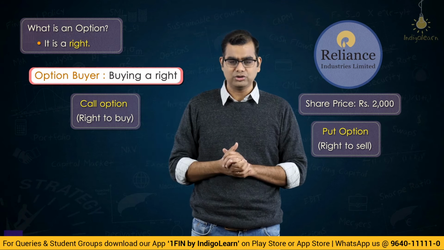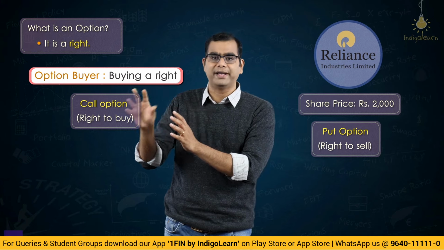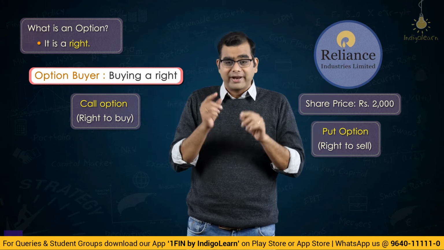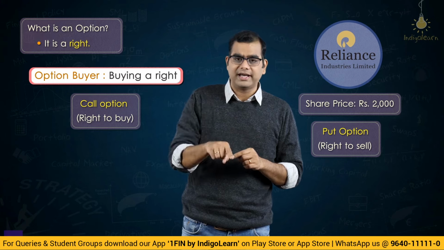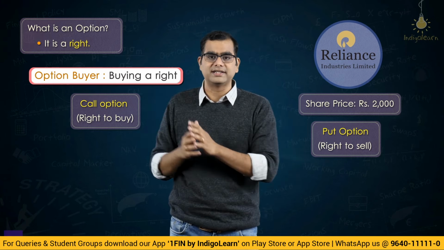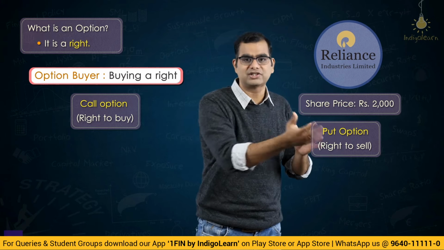See the words that I have used: call and put. Call means I have a right to buy. Put means I have a right to sell. So when I am buying a call option on Reliance, I have a right to buy shares of Reliance. When I am buying a put option on Reliance, I am buying a right to sell shares of Reliance.